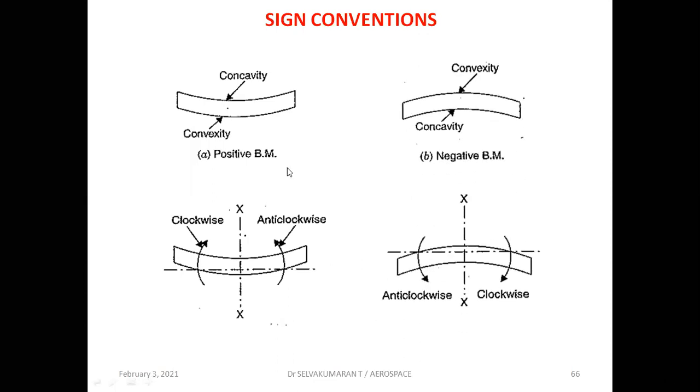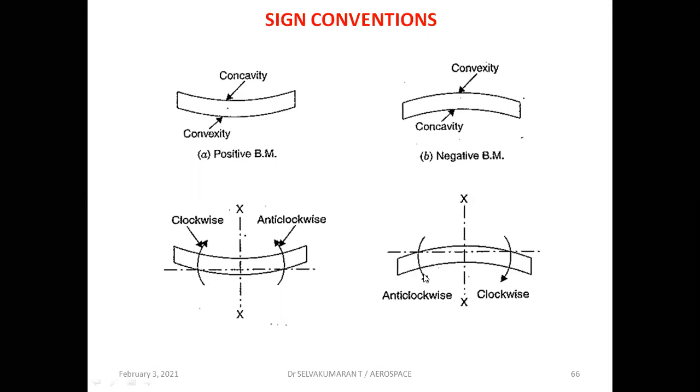So this is for the sagging bending moment. If you change the direction or the magnitude of the loads acting on a beam, sometimes there is a possibility of hogging. So we call this a hogging bending moment or negative bending moment. On the top it is convexity, at the bottom it is concavity. You can see this section: here it is anti-clockwise, here it is clockwise.